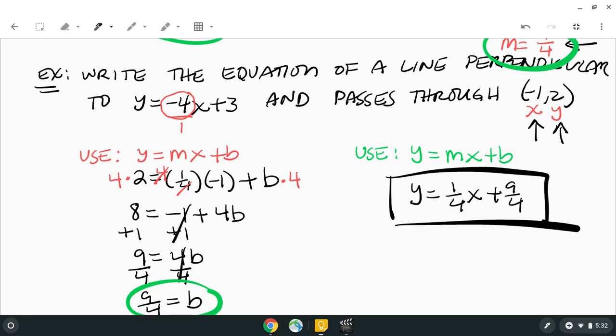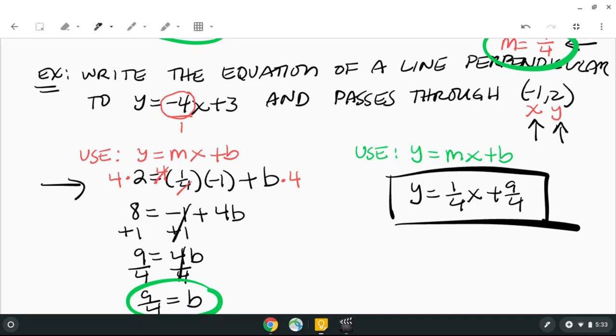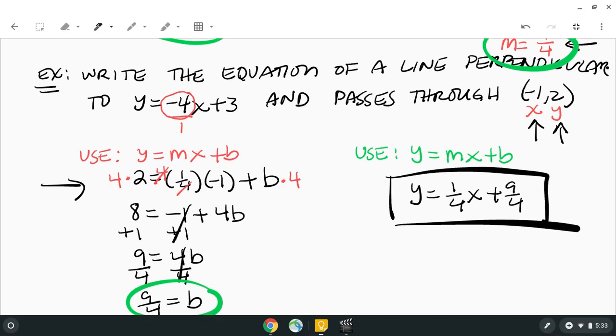Okay, so just remember right over here, you can cancel your fractions by multiplying by the denominator 4. Okay, but remember to multiply everything if you're going to clear your fraction. Okay, all right, if you have any questions, make sure you ask me in class.